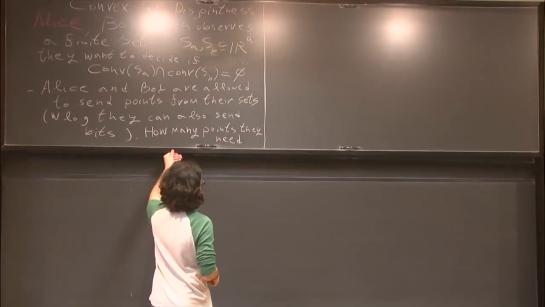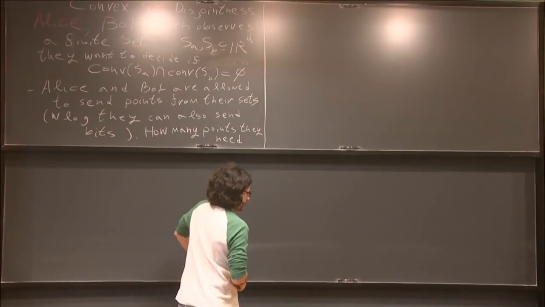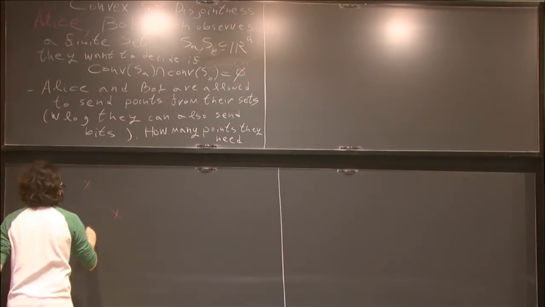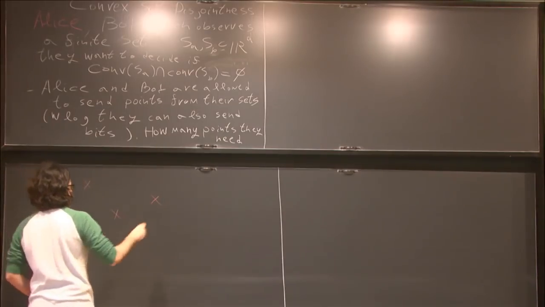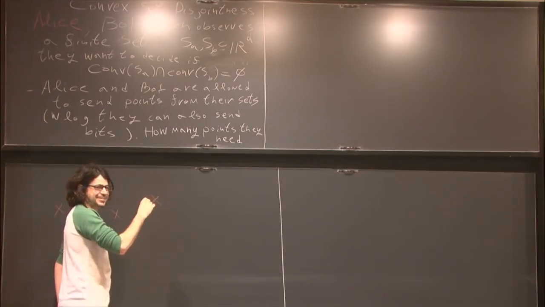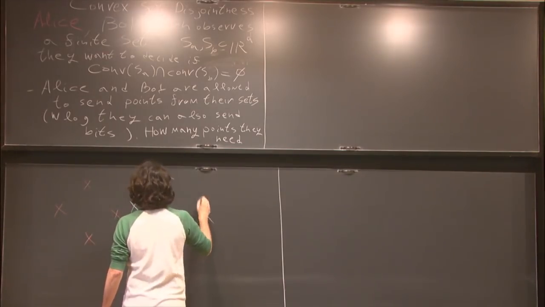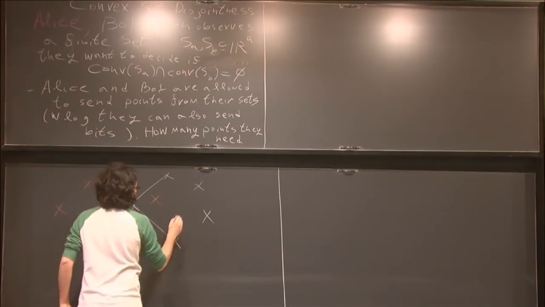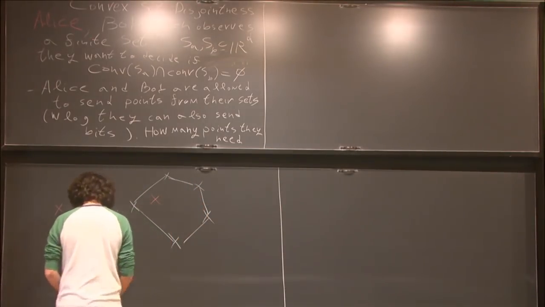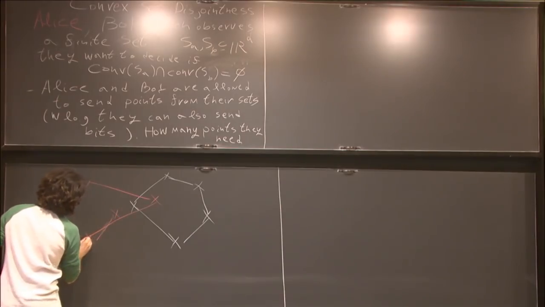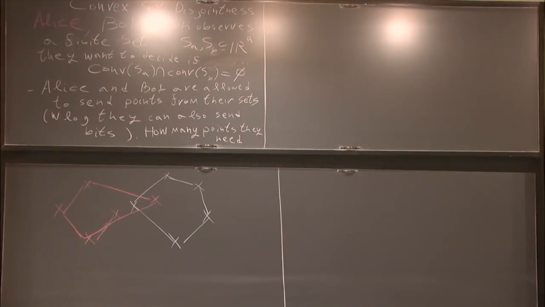Okay, so maybe I'll add a picture so it will be clearer. So this is Alice's set and this is Bob's set. So we want to decide whether they are disjoint or not. So the sets are disjoint, but if you look at the convex hulls of Bob's set and Alice's set, then these two sets intersect. Right, so maybe it's an issue.